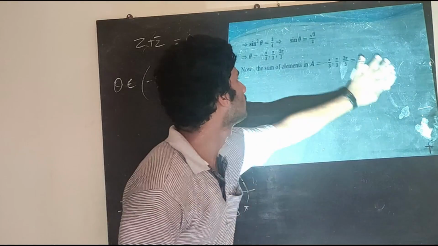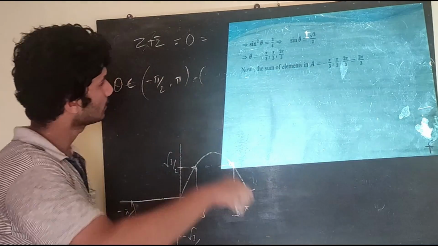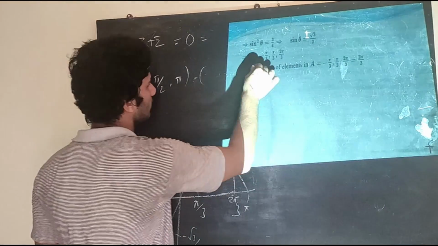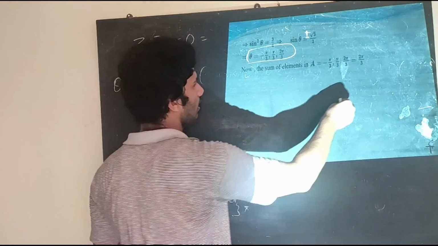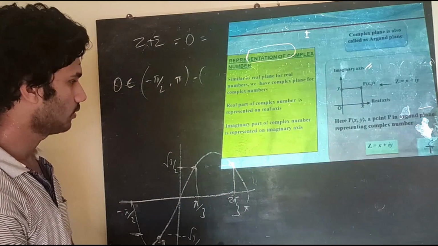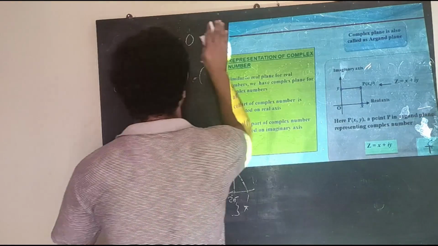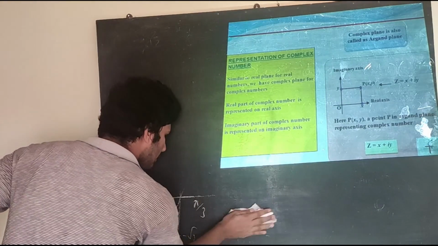We'll have theta is equal to plus minus root 3 by 2. Then we'll have 3 numbers, and ultimately we'll have 2 pi by 3. So that's okay. Now let's move on to the next concept.